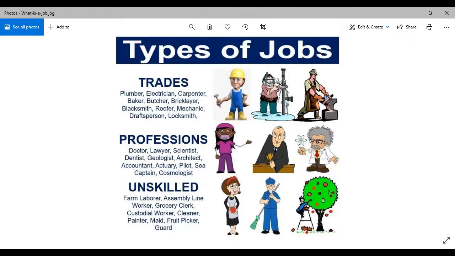Now we have unskilled jobs. These are for people who do not have to practice or learn it or get a degree for that. Let's say we have a farm laborer, an assembly line worker, a grocery clerk, custodial workers, cleaners. Then we have maid, fruit picker, and guard.